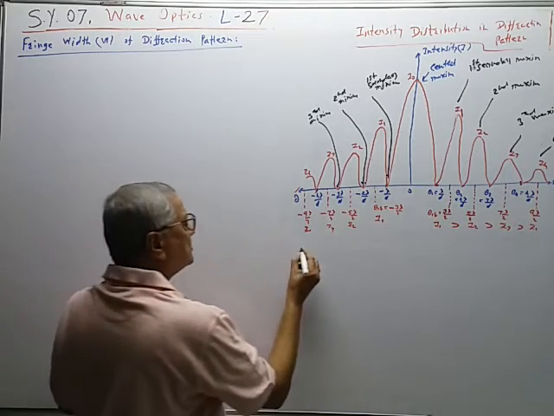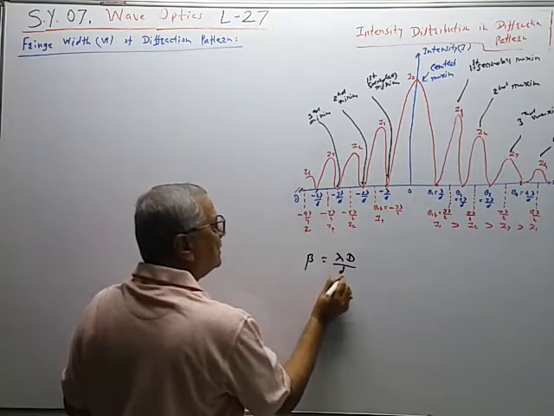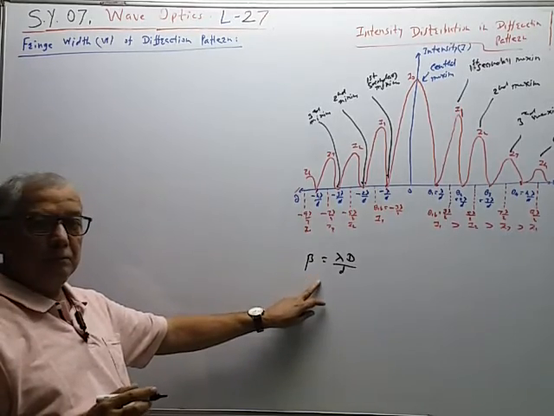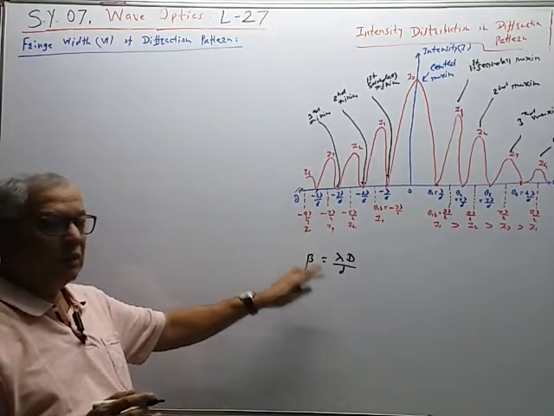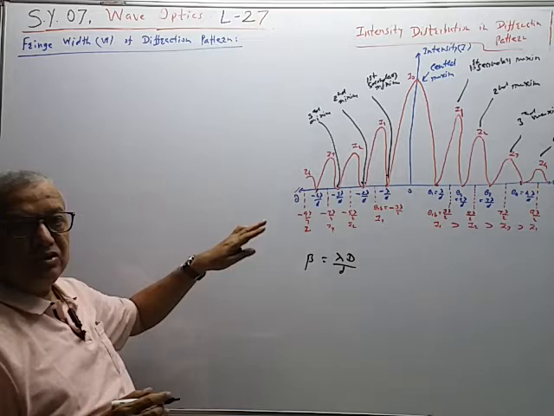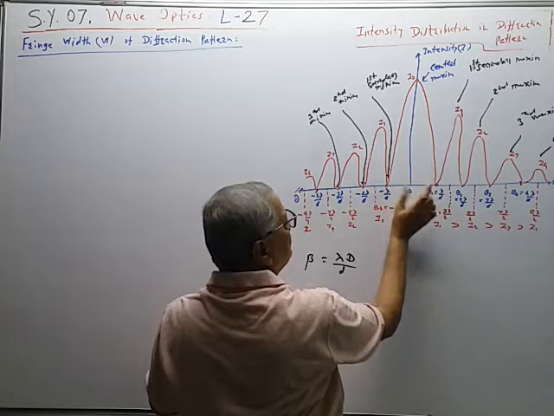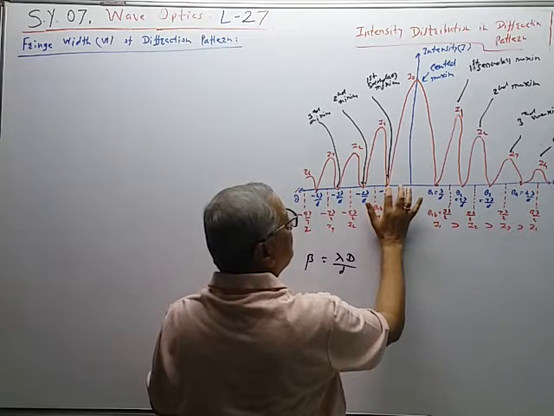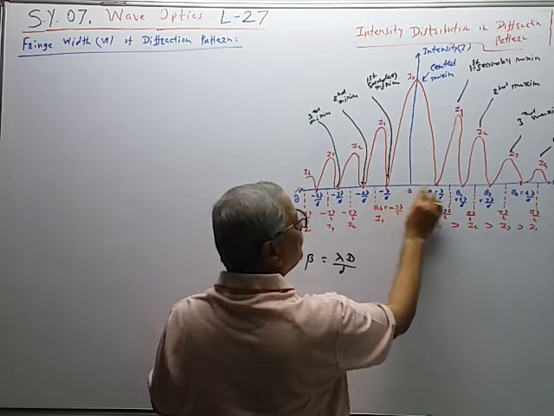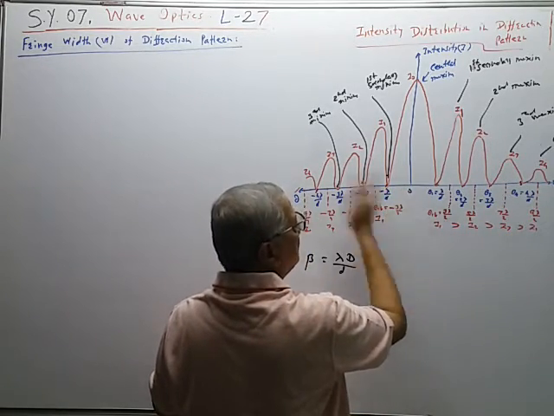So, in case of interference, the bandwidth beta we have derived is given by lambda capital D upon small d. This is the relation. The same relation is for diffraction pattern also. So, we have to derive that formula. But what is the change? This is called the central maxima. Central maxima has spread from this angle to this angle. So, these are also two minima, secondary minima. First minima on right hand side, first minima on left hand side.